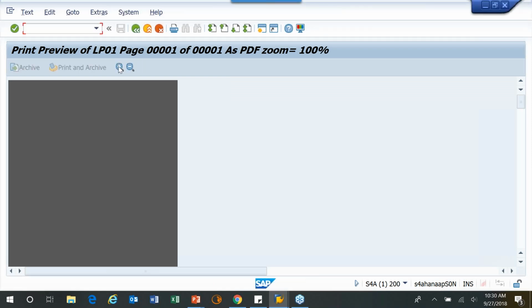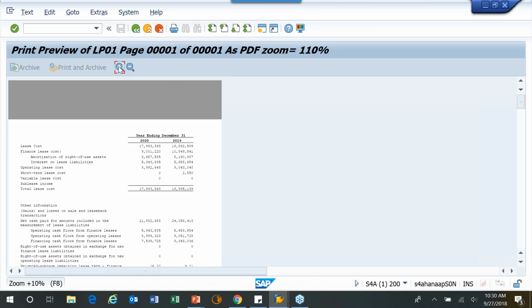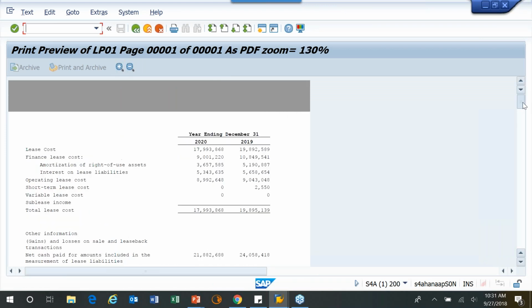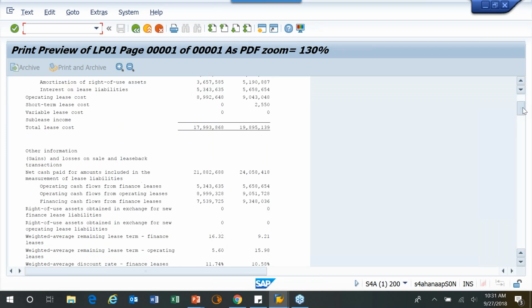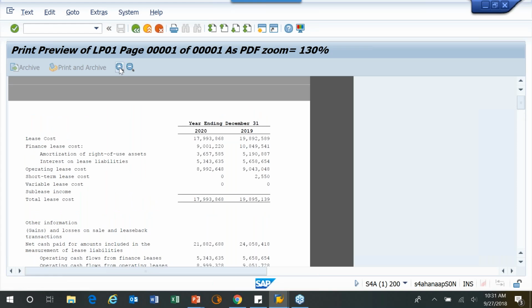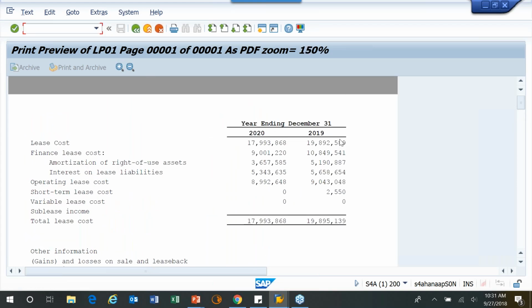I just did a preview, and then I want to enlarge that for you for the webinar so you can see. Let me make it a little bit larger, and then I'll just drag through. So we'll start with the first part of the report, the lease cost, which looks at the costs that are part of the requirement. It does not include the short-term lease amount. That is included in the total lease cost down below.